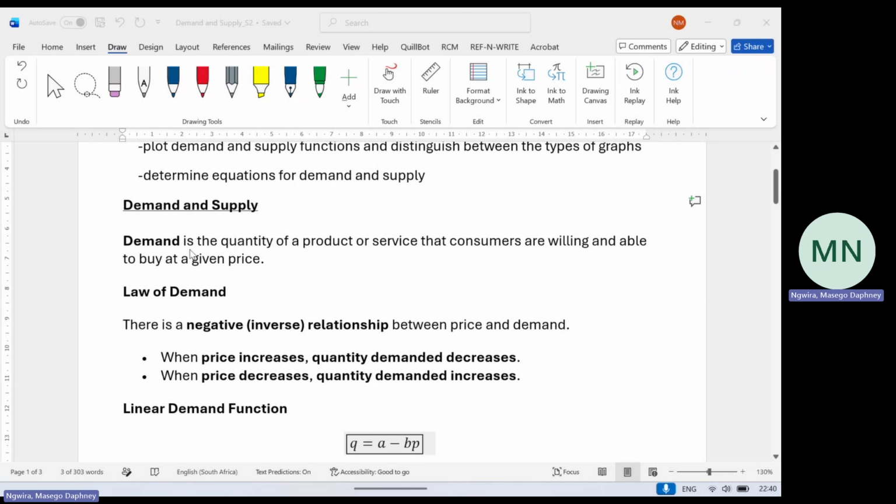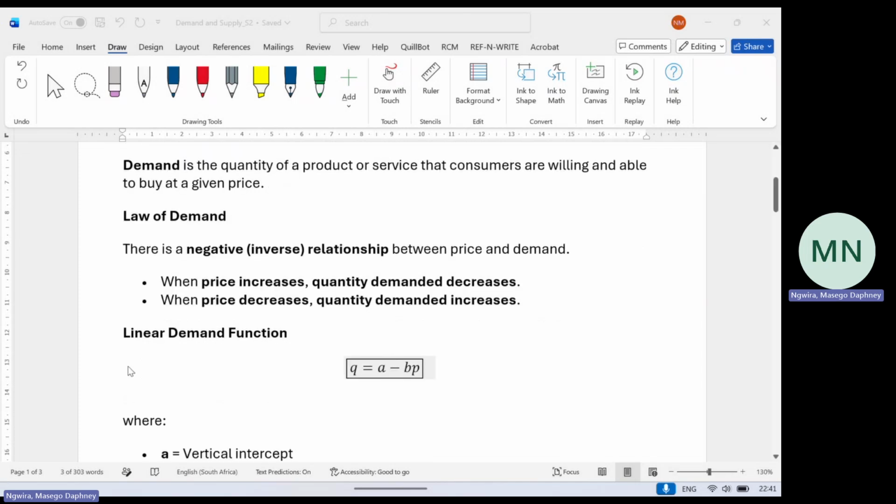It says here that demand is the quantity of a product or service that consumers are willing and able to buy at a given price. Then the law of demand: there is a negative, meaning inverse, relationship between price and demand. When price increases, quantity demanded decreases. When price decreases, quantity demanded increases.